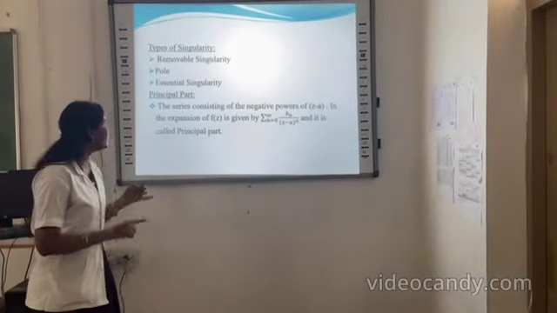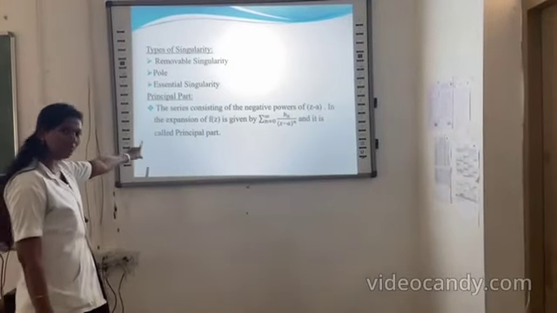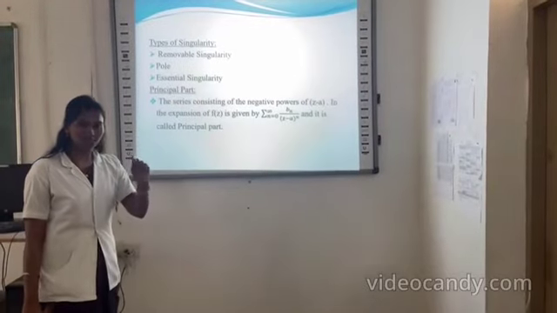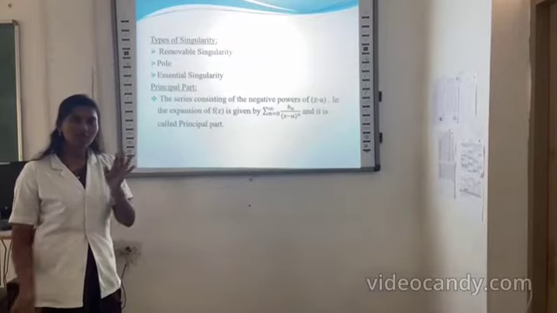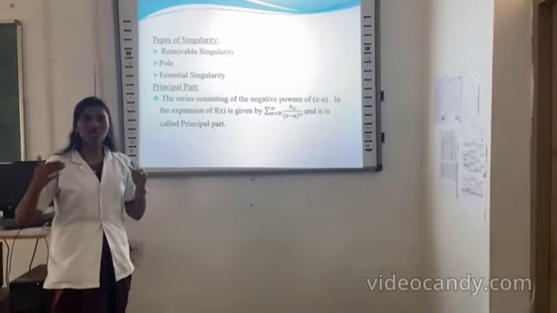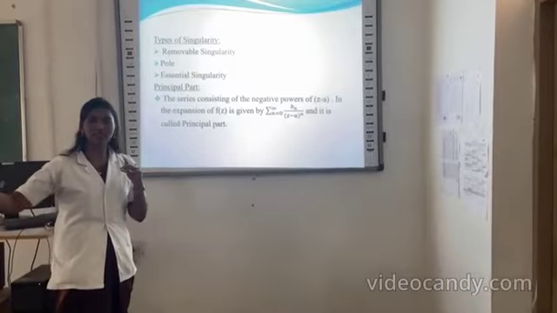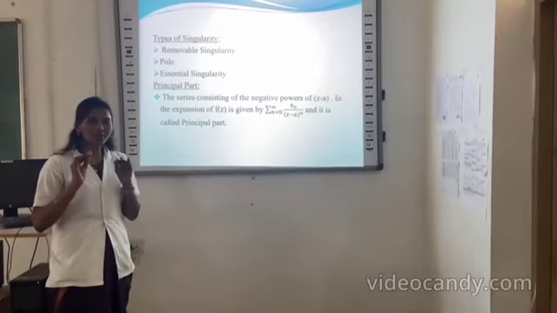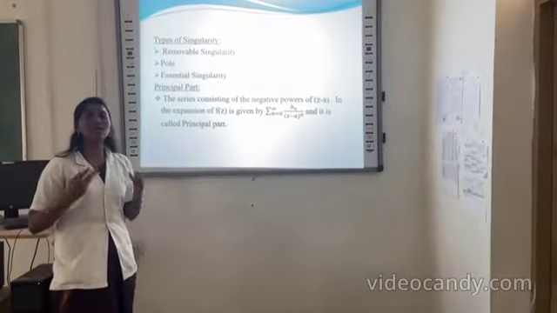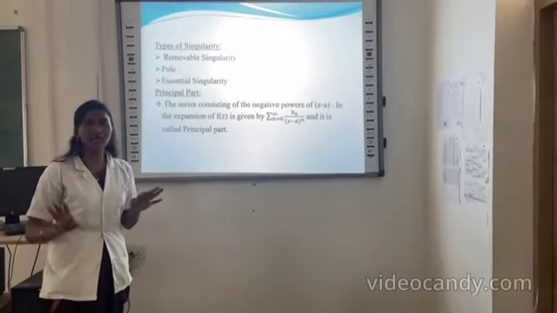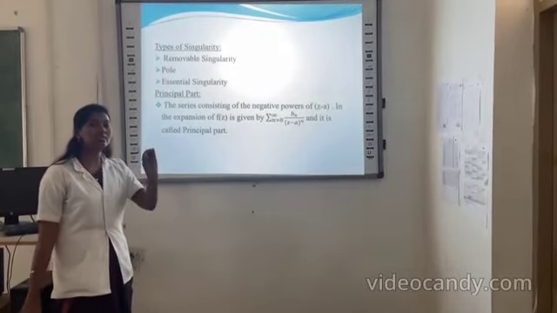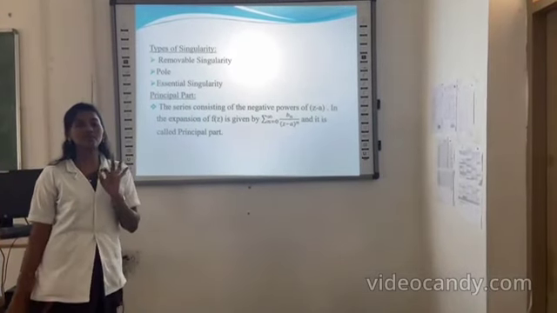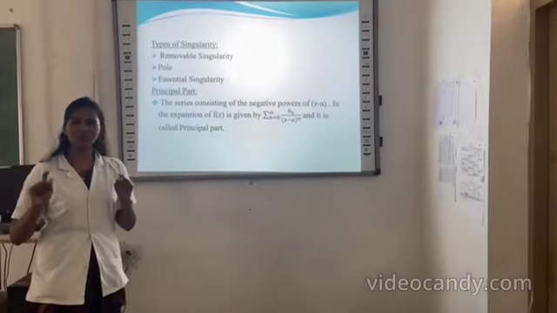First we will study what is the principal part. The definition of principal part is the series consisting of negative powers of z minus a. If you have a function, you convert the function into series format. If you have negative powers of z minus a in the series, that is the principal part. If your series does not have negative powers of z minus a, the series does not have a principal part. So the principal part is very simple: it is nothing but the negative powers of z minus a.